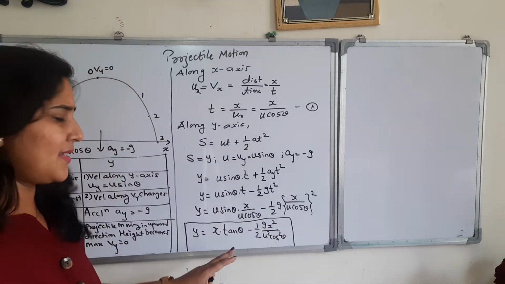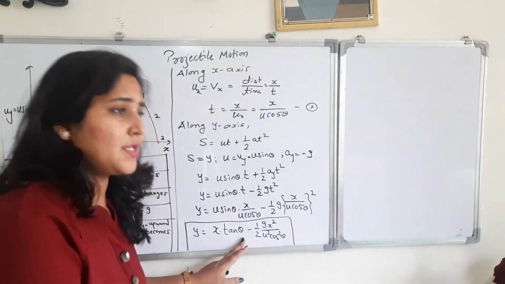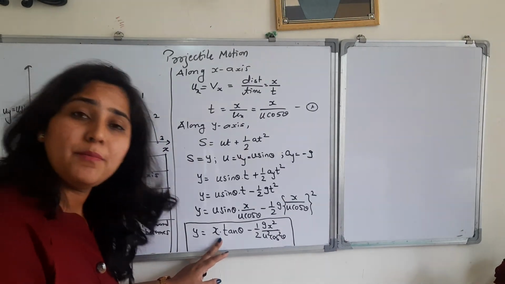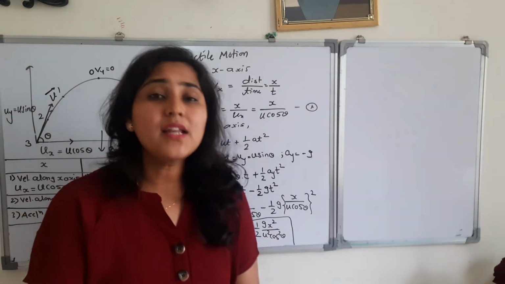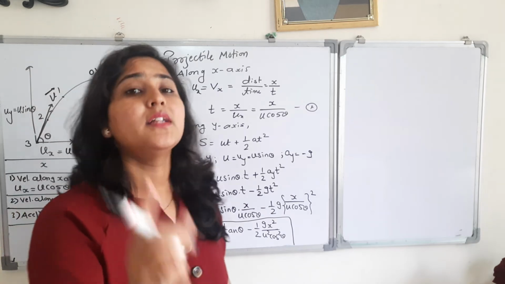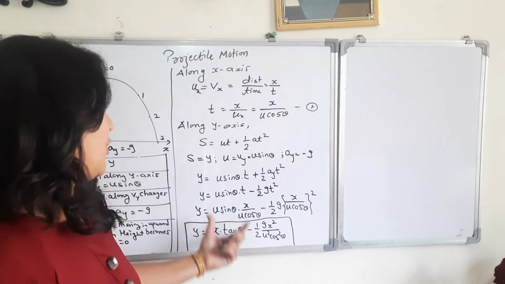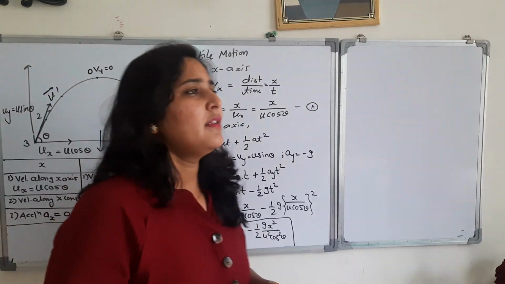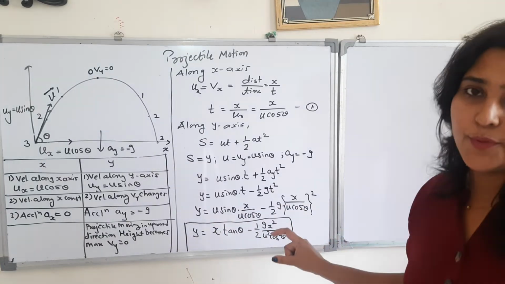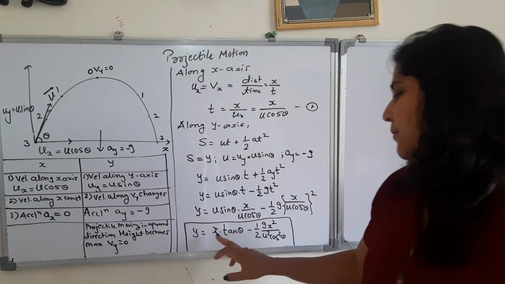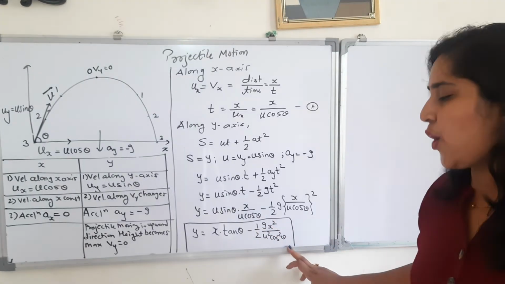You can clearly understand that theta, the angle at which you are projecting, decides the projectile path. The x component is equally important, the y component is equally important, and acceleration due to gravity, because this is motion under the action of gravity, so the gravitational constant is also involved in the equation of projectile motion. Whenever we use projectile motion, we have to use this basic equation: y equals x tan theta minus half g x square upon u square cos square theta.